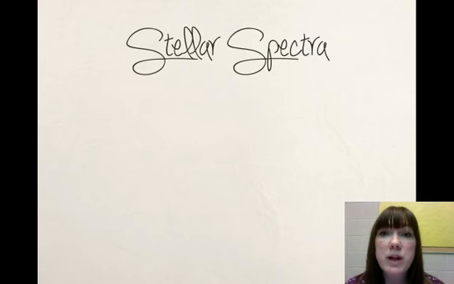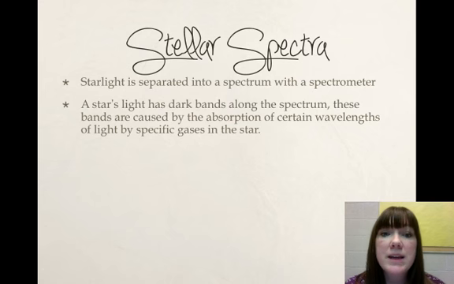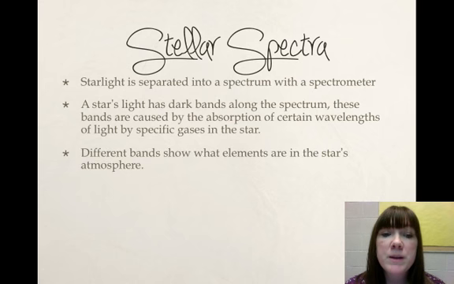Well, what we do is we look at the stellar spectra. Starlight is separated into a spectrum with a device called a spectrometer, and this is something that you're going to be doing in class, actually using a spectrometer to separate light. A star's light ends up having dark bands across the spectrum. These bands are caused by the absorption of certain wavelengths of light by specific gases in the star. Different bands show us what elements are in the star's atmosphere. They act as a fingerprint.